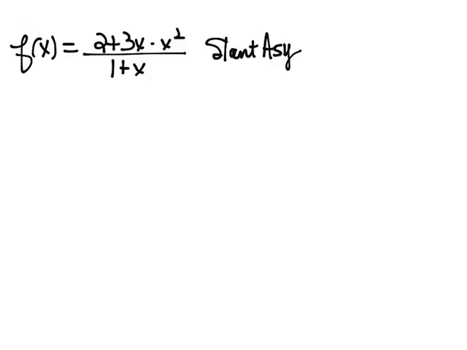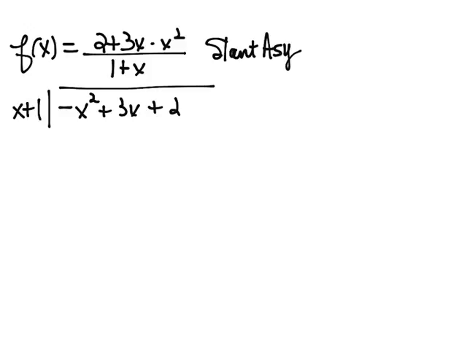And the process we're going to use to find the slant asymptote is long division. So let's write our numerator in order of decreasing degree, negative x squared plus 3x plus 2, and we're going to long divide by x plus 1. So x will divide into negative x squared, negative x times x is negative x squared, negative x times 1 is negative x. Then we subtract. 3x minus a negative x is 3x plus x, which is 4x. These terms cancel, so we're going to bring down our 2.